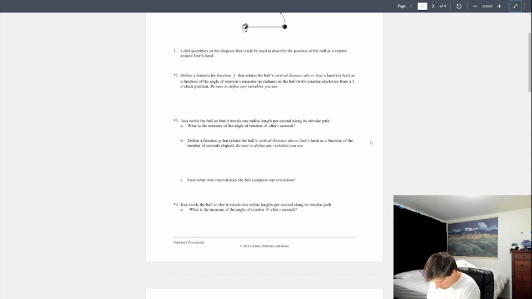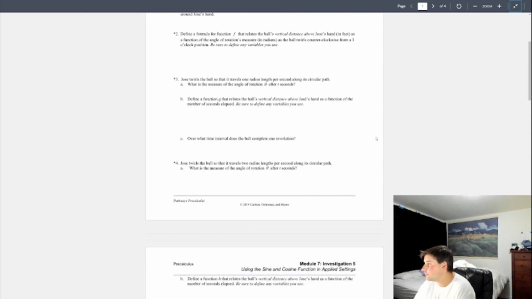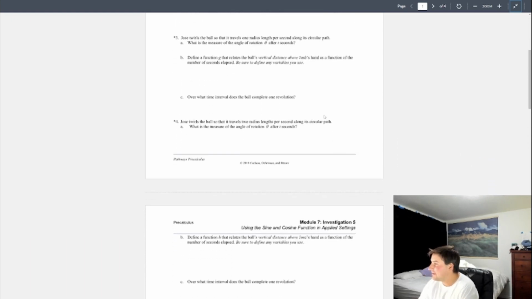Okay. Suppose Jose rolls the ball so that it travels 2 radius lengths per second along its circular path. What is the measure of the angle of rotation? Okay. Then it's just, let's see, we'll go back here. It's theta equals 2 RL per second times t seconds.